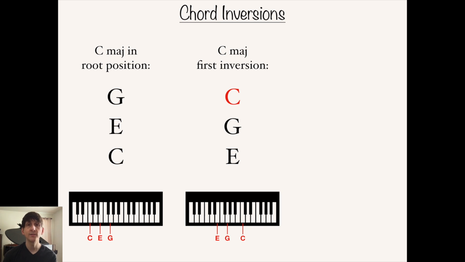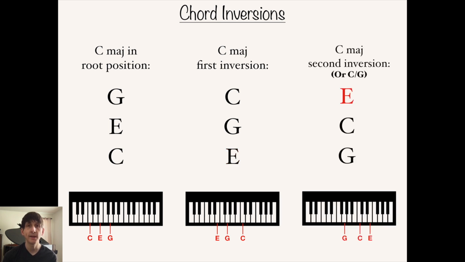Now to get to our second inversion, we'll just repeat the process. So we'll take the root note, which is now an E, and move it up an octave to give us a C major second inversion. This is also the C over G slash chord we went over just a moment ago. So let's hear all 3 chords back to back.